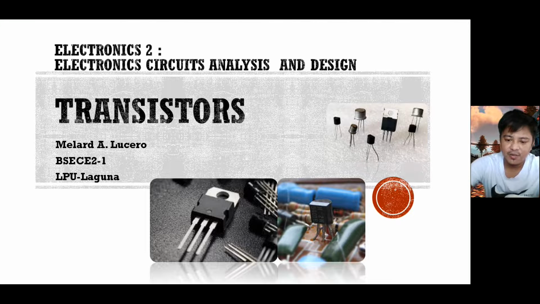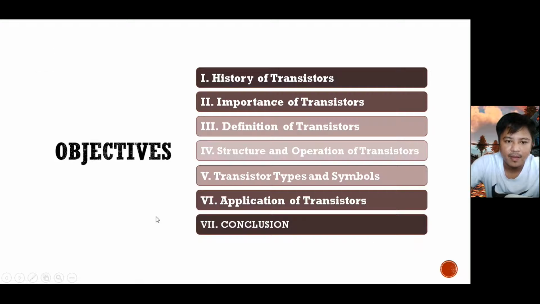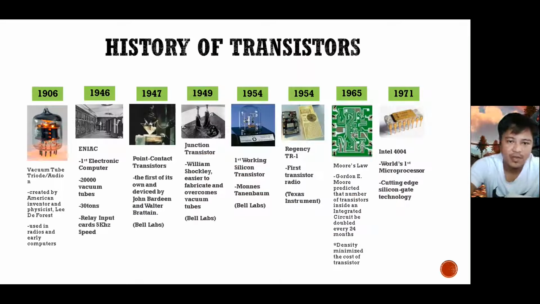Let us go with the course outline or objectives of this presentation. For the objectives, I have here seven items. First is the history of transistors. Second is the importance of transistors, then the definition of transistor, its structure and operation, the transistor types and symbols, the application of transistors, and lastly, the conclusion. Let us go first with the history of transistors.